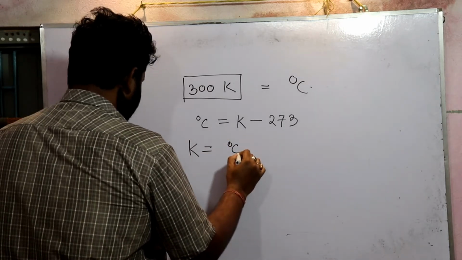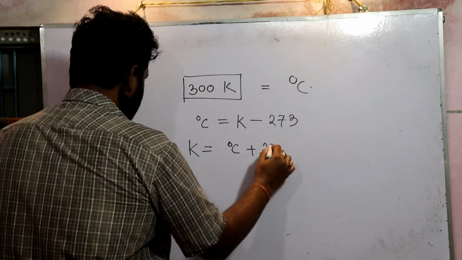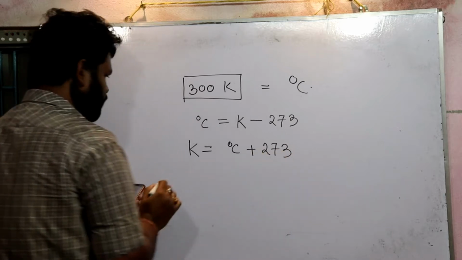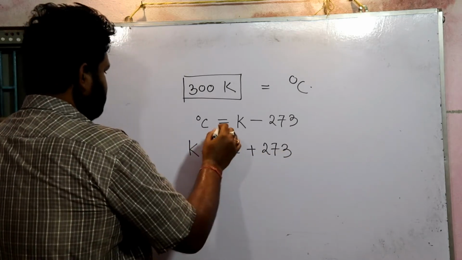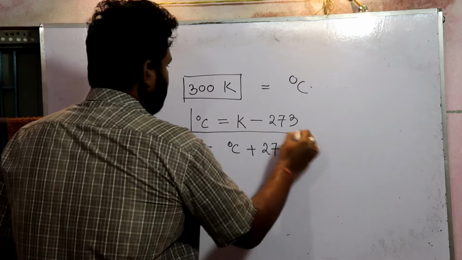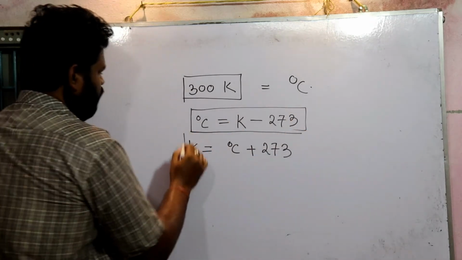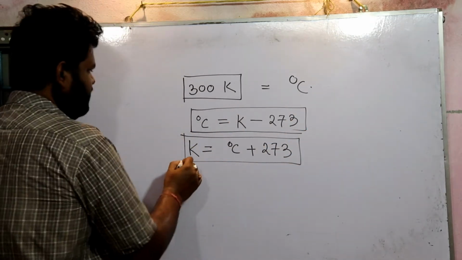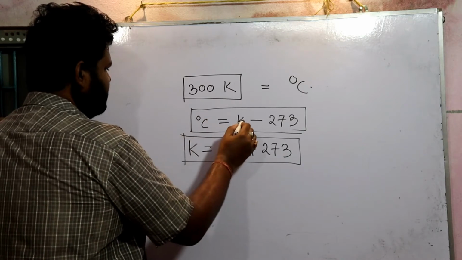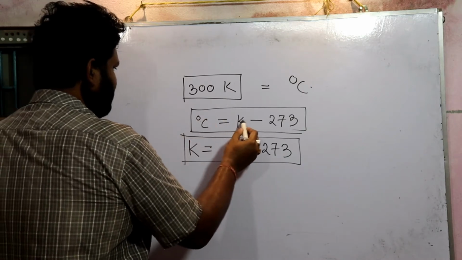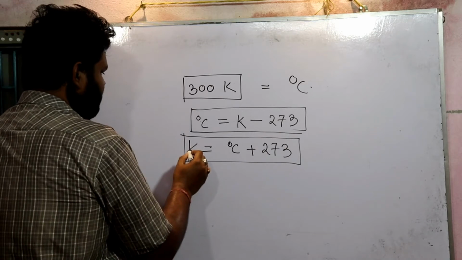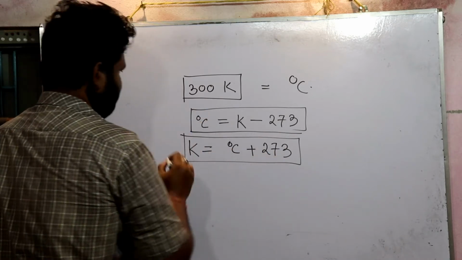degree centigrade plus 273. We know this because this is the relation we established in our previous video, between the degree centigrade and the Kelvin scale. So degree centigrade is equal to Kelvin minus 273, and Kelvin is equal to degree centigrade plus 273.